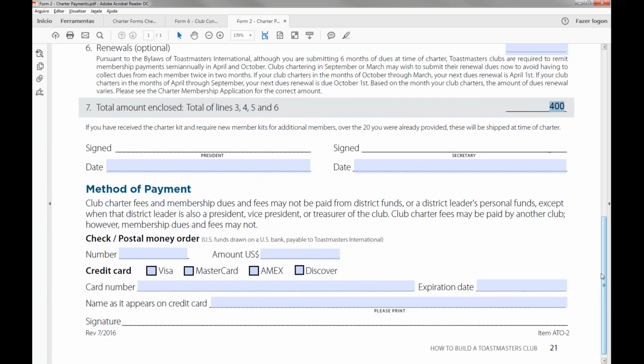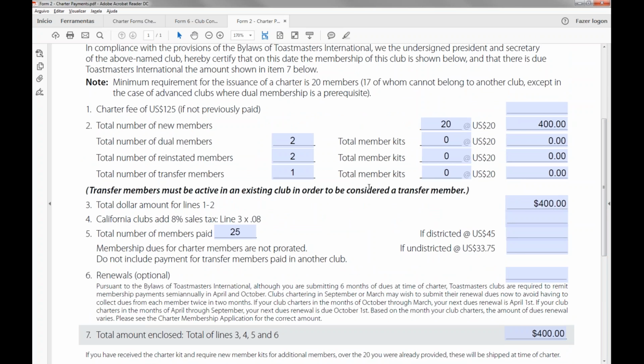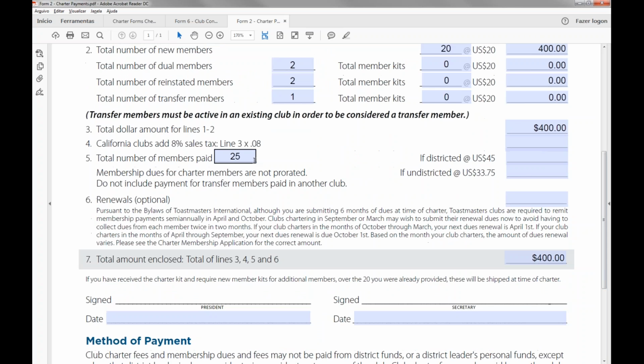So if we include the right information about dual members, reinstated members, transfer members, we don't need to do anything more. Don't fill out this information about members kits because these 3 types of members, dual members, reinstatement and transfer, don't need to pay for the members kit, they already have it. You need to consider the kits number, the number of kits for the new members, they need to be paid because they are not included inside the $125, and then you need to pay the entire members fee for a period of 6 months to everyone that will be part of the club. So this is the process we need to do in order to charter.